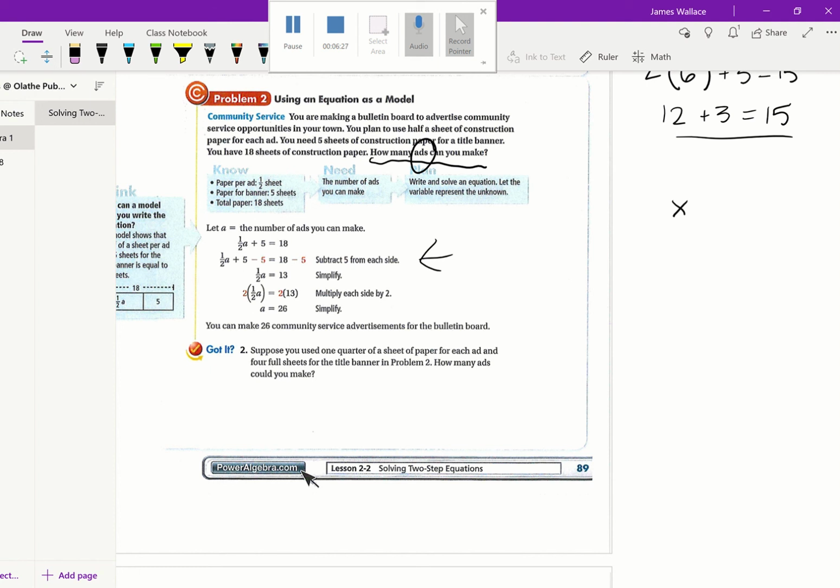and I'm just going to remember that's for ads. Then working backwards, you have 18 sheets of construction paper. That is our total amount of paper that we have. So that's going to be on the other side of the equal sign, that we have 18 sheets to use total. Next, you see you need 5 sheets of construction paper for a title banner. So that tells you that along with your variable, you have a plus 5.